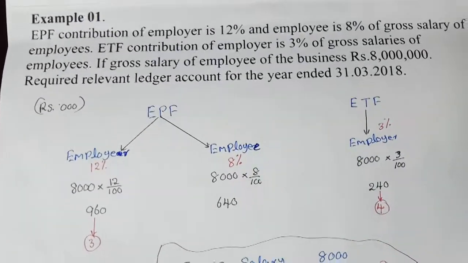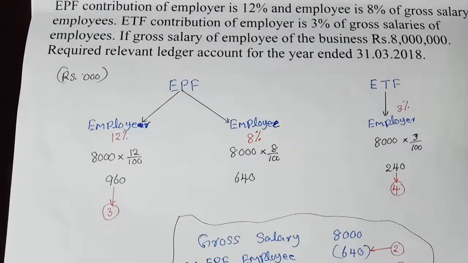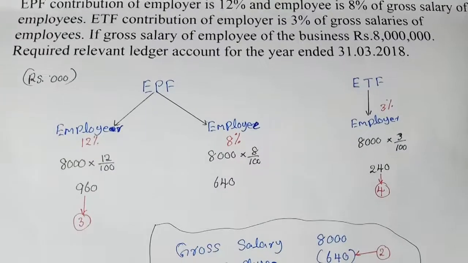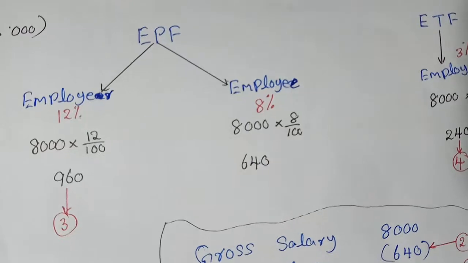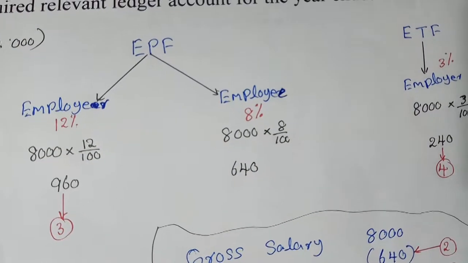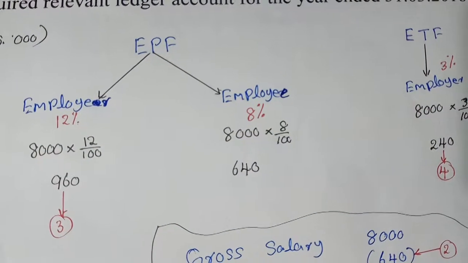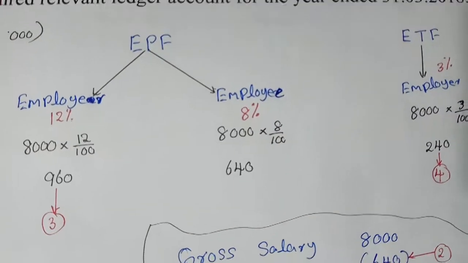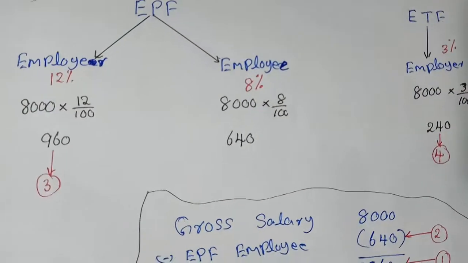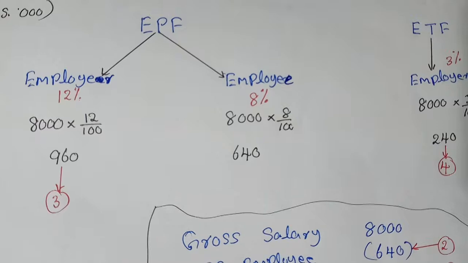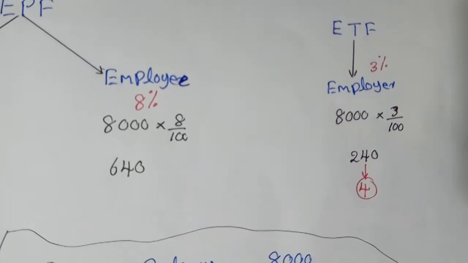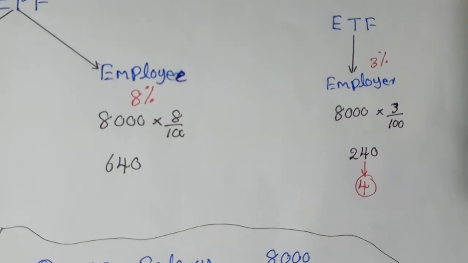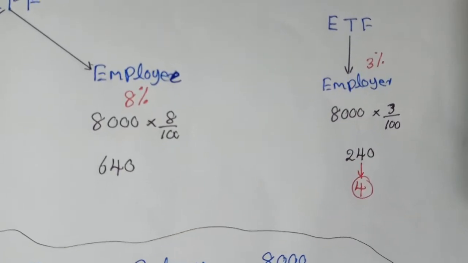Value should be calculated based on the gross salary, for EPF and ETF. Right, move to the EPF part. Contribution of employer: 8,000 into 12%, value equals 960. Employee: 8,000 into 8% equals 640. ETF also should be calculated based on the gross salary: 8,000 into 3% equals 240.